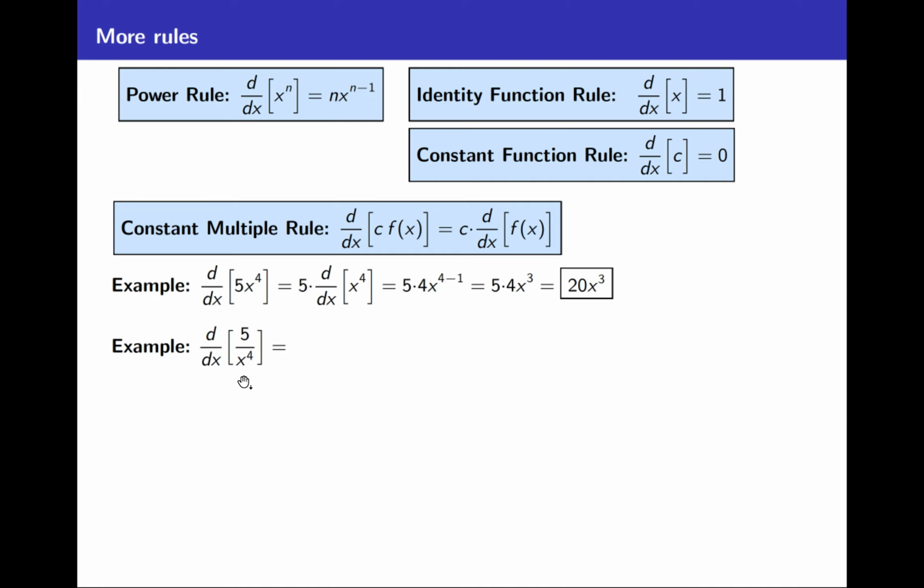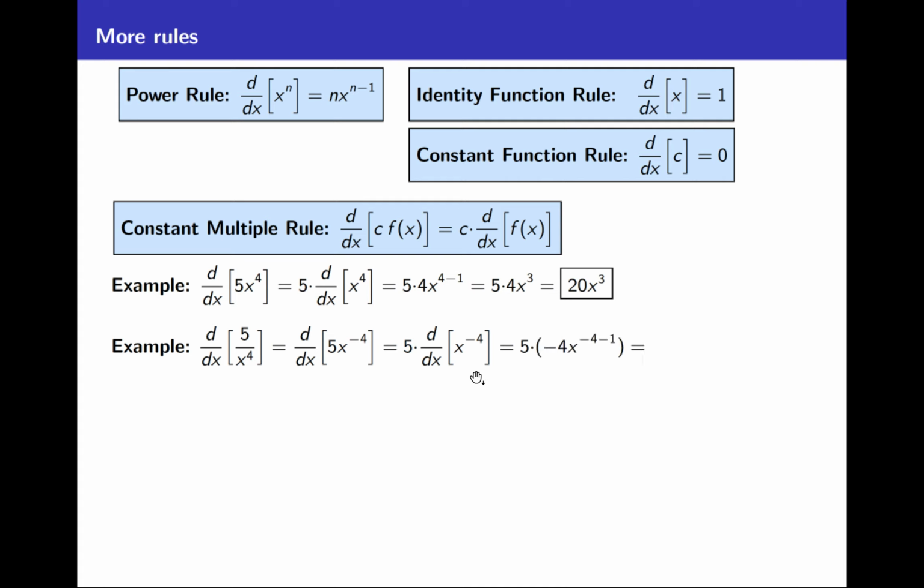What about the derivative of 5 over x to the 4th? Well, 5 over x to the 4th is 5x to the minus 4. So let's write it that way before we take the derivative. And we're in a position very similar to where we were up here, just the power is different. Factor the 5 out using the constant multiple rule. We get 5 times the derivative of x to the minus 4.